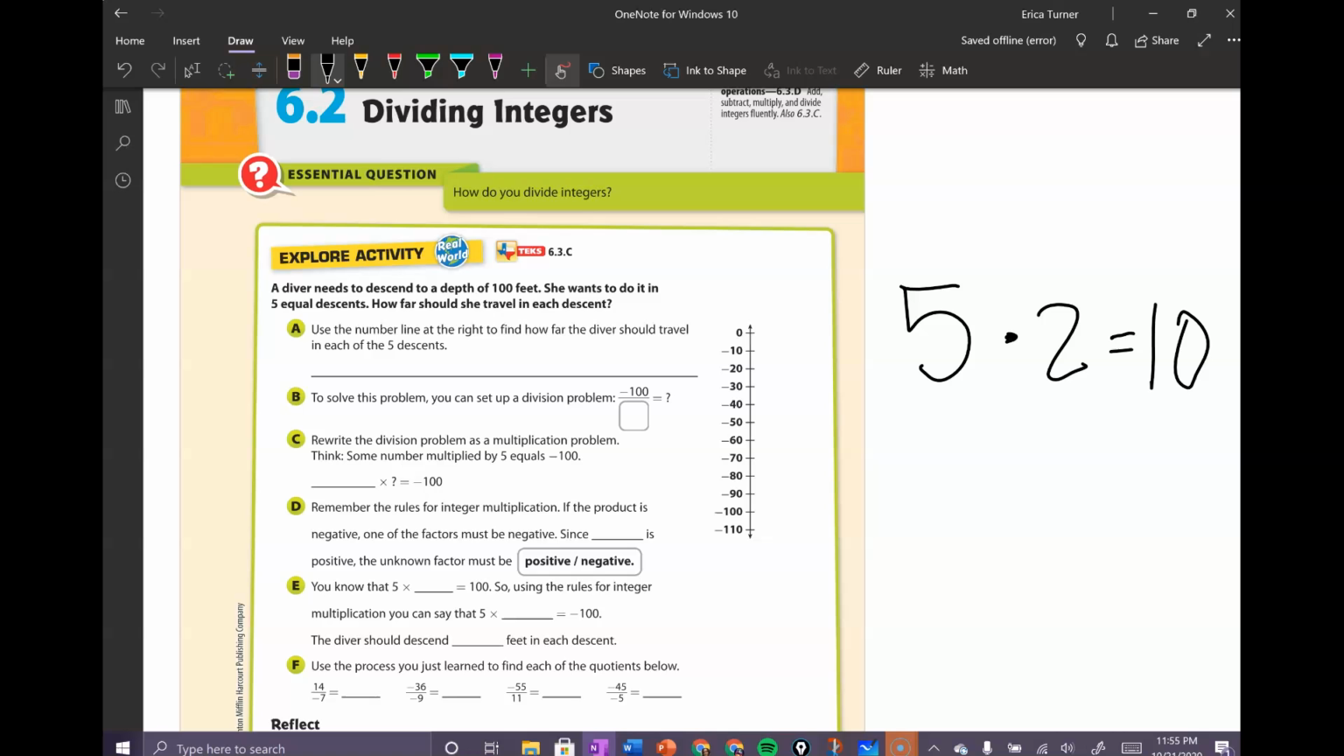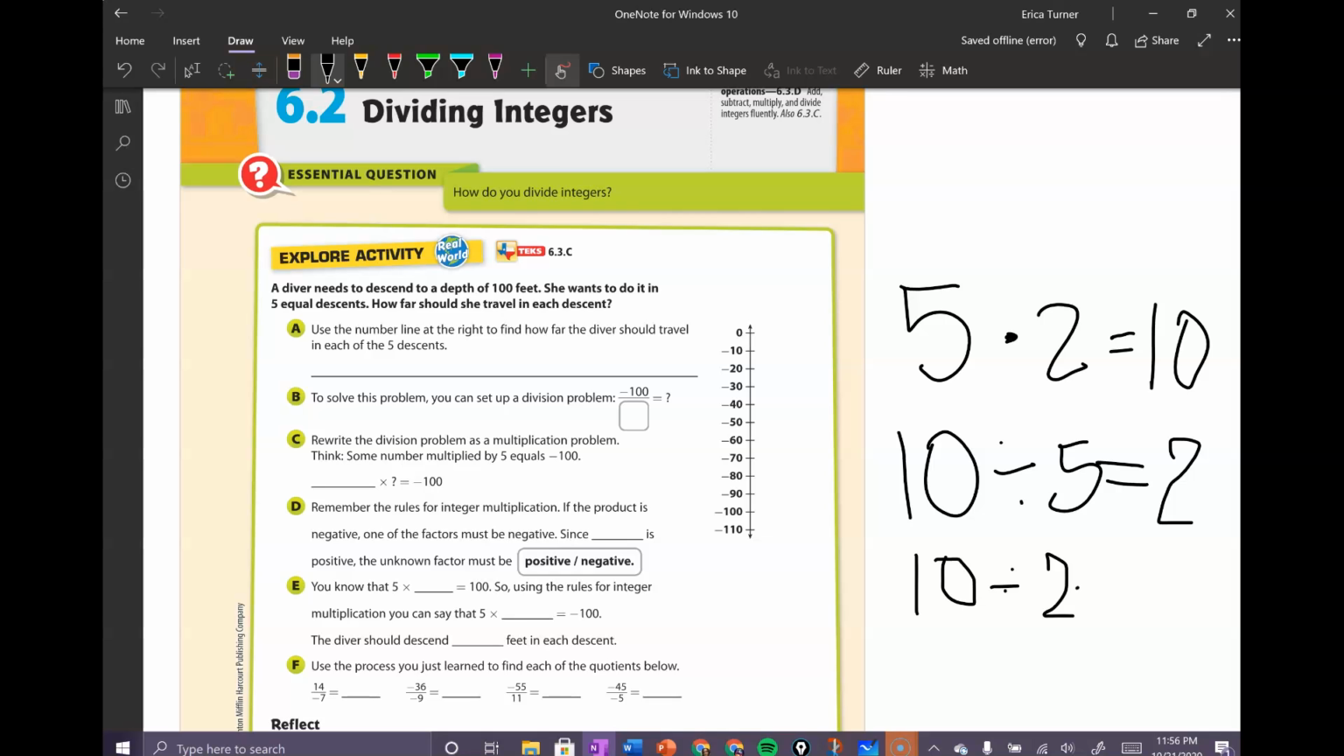Equals 10. The opposite, or the inverse, would be 10 divided by 5 equals 2. 10 divided by 2 also equals 5. I could also say 10 divided by 2 equals 5.